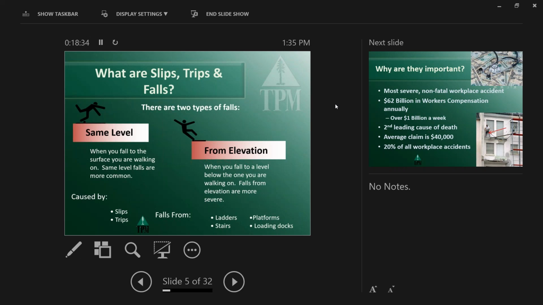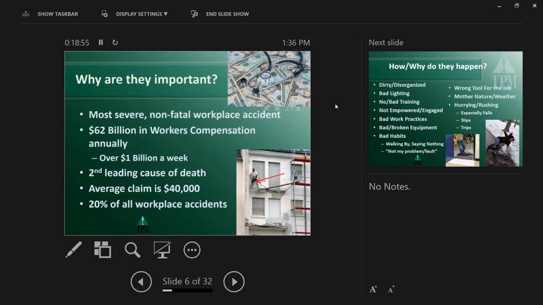And unfortunately, in our industry, just amongst my accounts, of the couple hundred accounts that I work with, we average about 3, maybe 4 a year, fatalities from a fall from elevation. So it's something that we're seeing every single year, we have the worst case scenario. But the reason why these types of injuries are important is that it's the most severe non-fatal workplace accident. Severity wise, it's the most severe of the injury types.